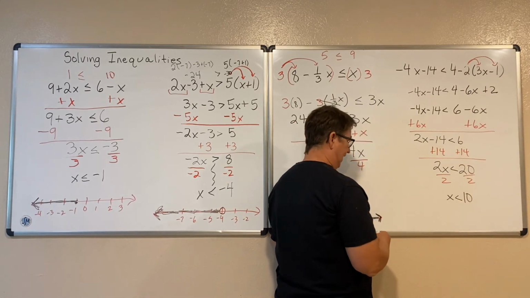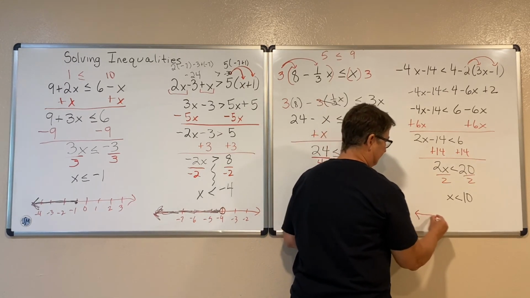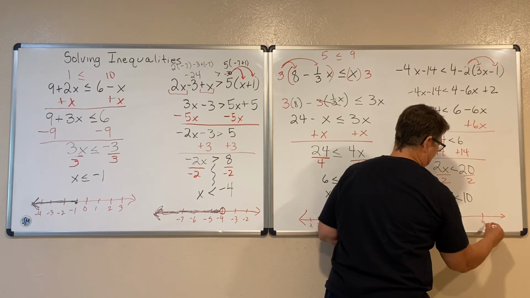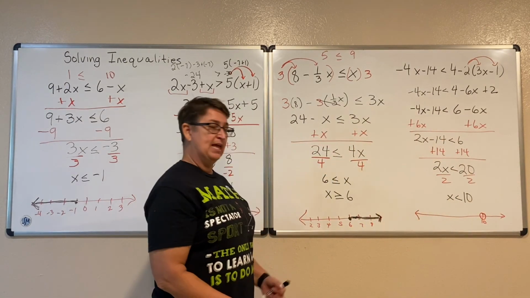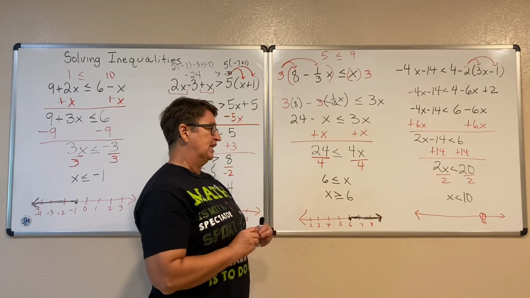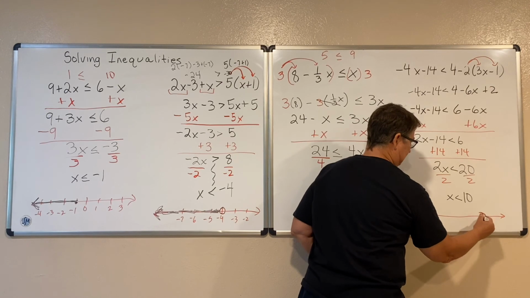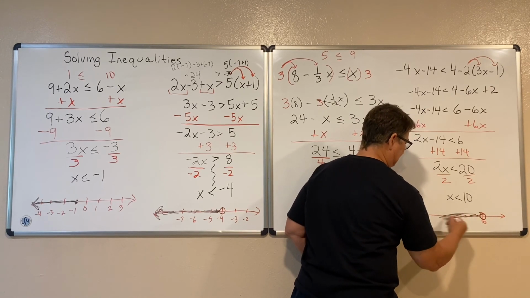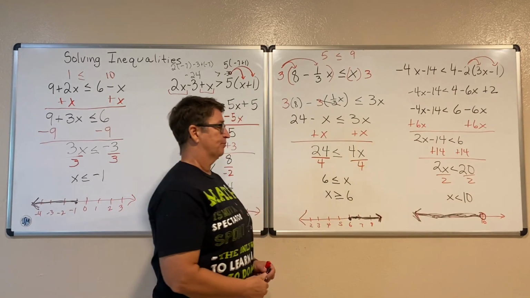So again, on that number line, my important number would be 10. It's an open circle because it doesn't have the equal sign, and x is anything to the left of that 10. So anything left of the 10, less than the 10, could be a solution to this problem.